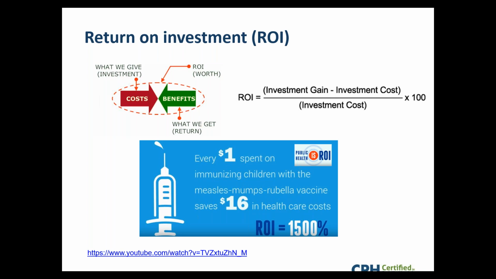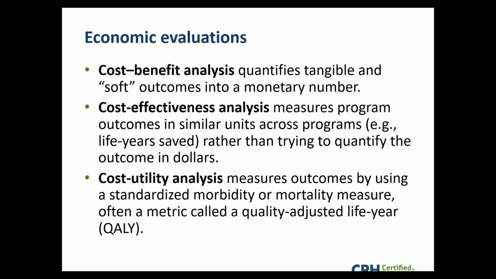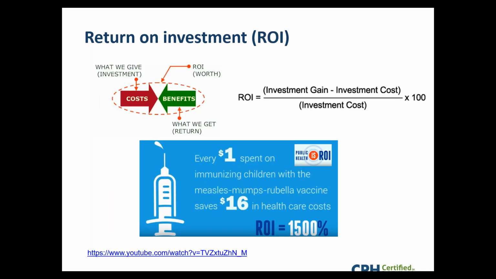So ROI equals the investment gain minus the investment cost over the investment cost. You have to multiply it by 100. So what you're going to see is a percentile. So for every dollar spent on immunizing children with the measles, mumps, rubella vaccine, it saves $16 in healthcare costs, right? So that's investment gain, that's 16 minus 1, the investment cost, times 100 equals a 1,500% return on investment. Wow. Very compelling.